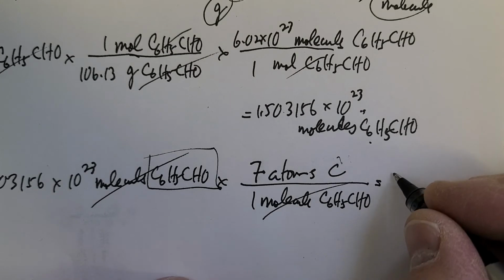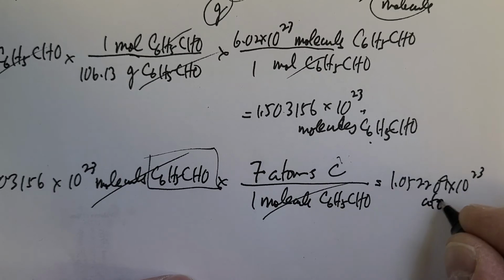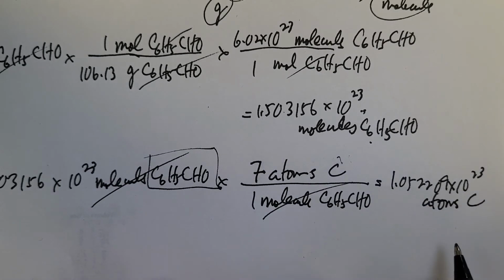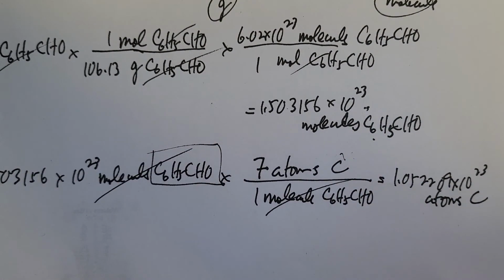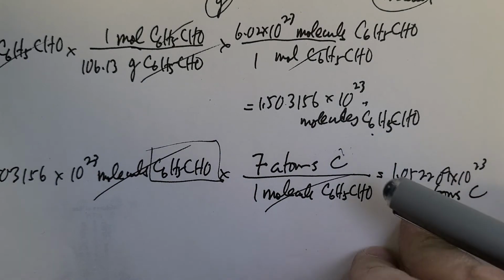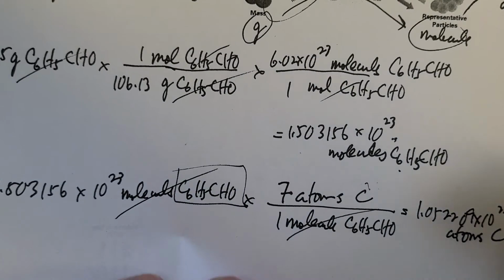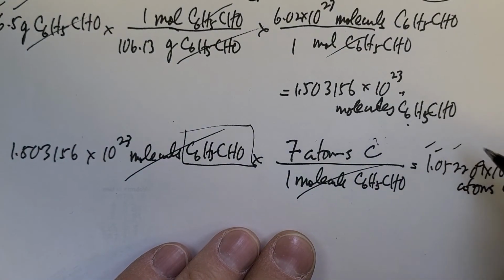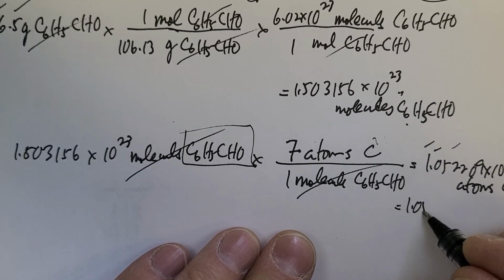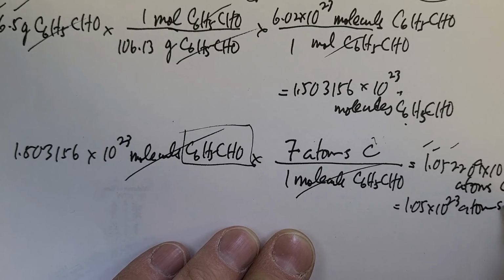When I do that, I get 1.052209 times 10 to the 23 atoms of C. My original question had 26.5, so that is 3 sig figs. So I need to have 3 sig figs, 1, 2, 3, so that's going to give me 1.05 times 10 to the 23 atoms of C.